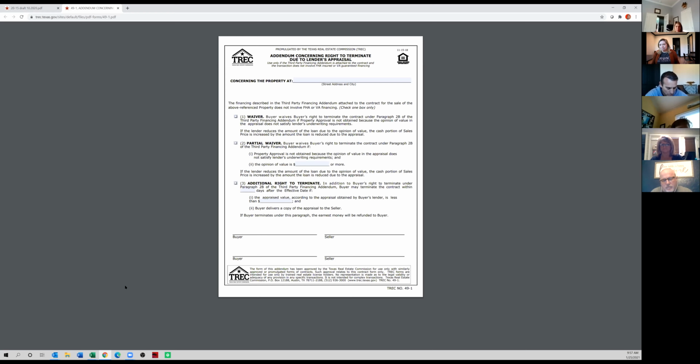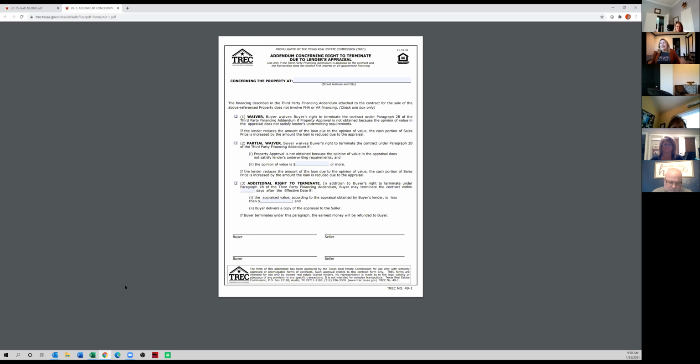Okay. All right. Let's talk about the addendum concerning right to terminate due to lender's appraisal. This was our newest form. It was put in effect in November of 2018, and it is still giving people a heartache and headache because they don't understand how to fill it out correctly. So let's just read through it and then you'll be good.